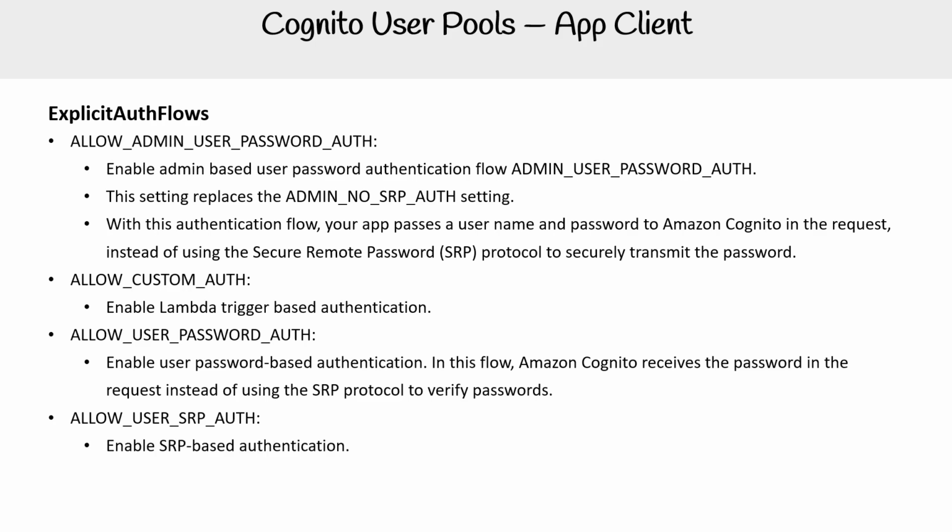Enable SRP-based authentication. Then we have allow refresh token auth, so enable auth flow to refresh tokens. So these are some of the flows. And the thing is that when you go to other CIAMs, they might have additional types of flows, or they might have totally custom ones. But these are the ones that Cognito User Pools provide to you.